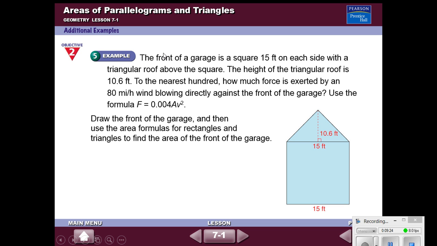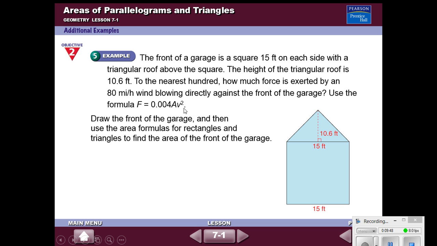Now it says the front of the garage is a square 15 feet on each side with a triangular roof above the square. The height of the triangular roof is 10.6. To the nearest hundredth, how much force is exerted by an 80-mile-per-hour wind blowing directly against the front of the garage? Well, an 80-mile-per-hour wind could knock that garage down.